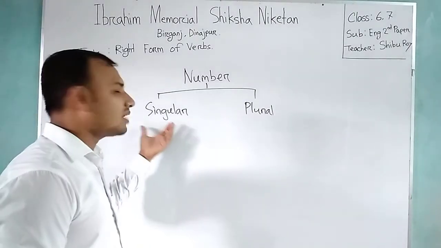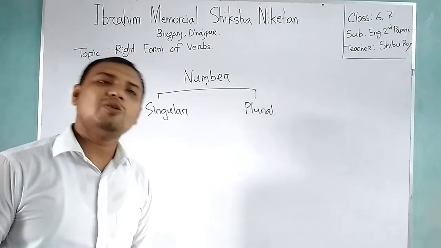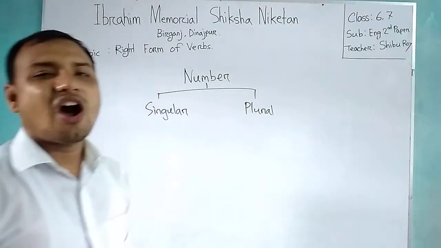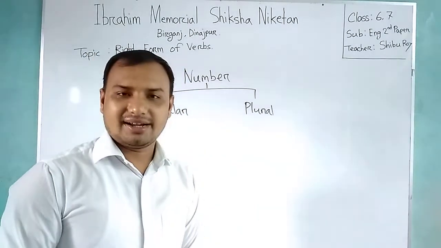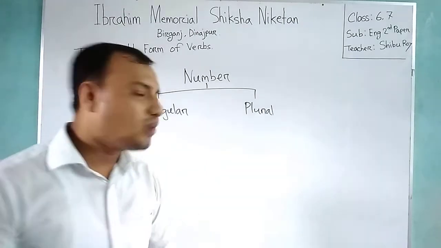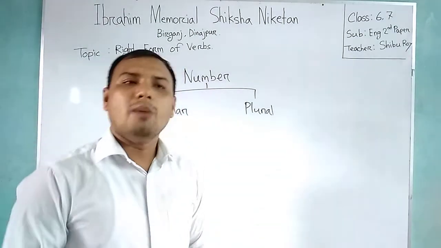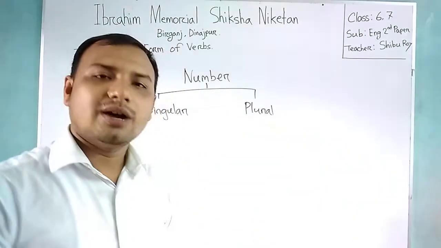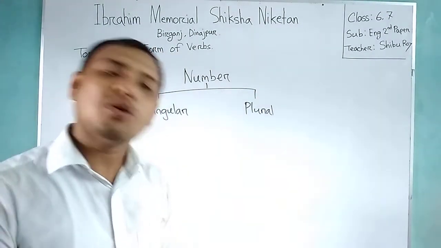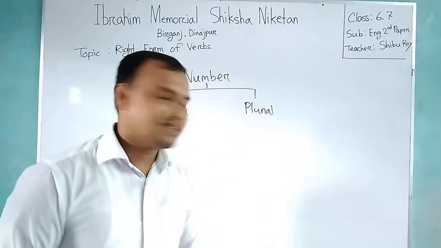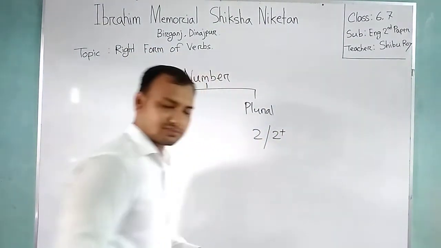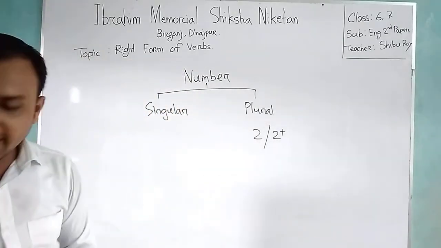What does the word singular number mean? Singular number means there will be a single object, single person, single thing, or single idea. What does the plural number mean? Plural number means there will be more than one object, more than one subject, more than one person, more than one idea. That means there will be two or two plus. Okay? Hope you understand it.